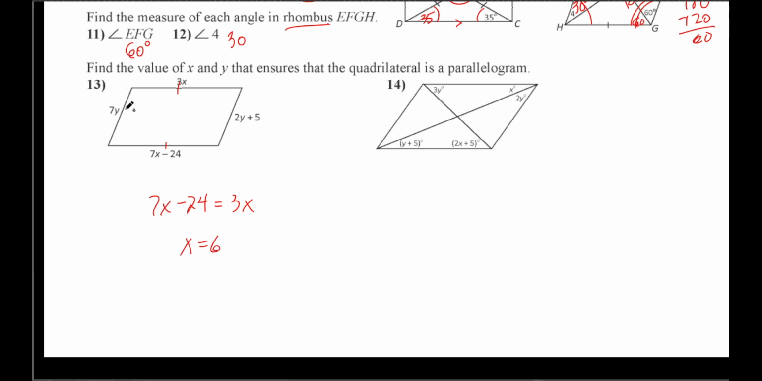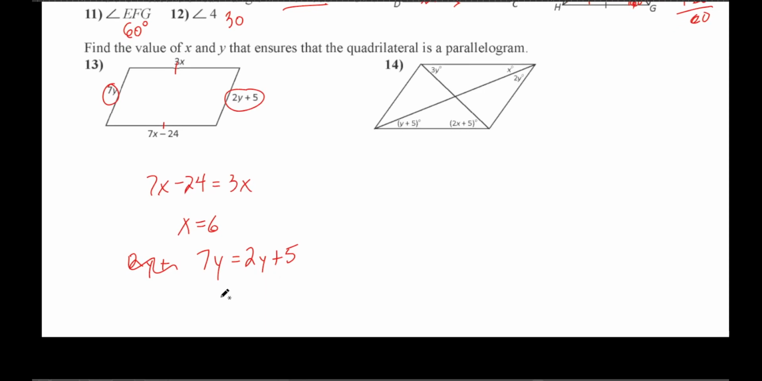Okay? Then you do the same thing with these, right? This one and this one are equal to each other. So you go 7y equals 2y plus 5. Do the algebra. I'm not going to do the algebra for you. You need to be able to do the algebra. Then you solve for y, and y is 1. So those are your answers. X is 6, y is 1. But you had to do some math with it. There's just no way you could just look at that and write down the answer.